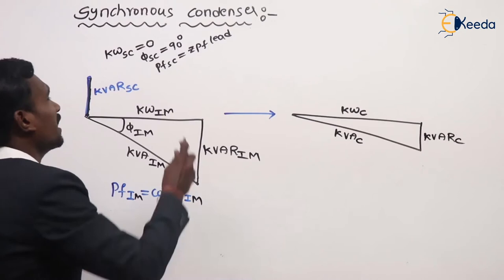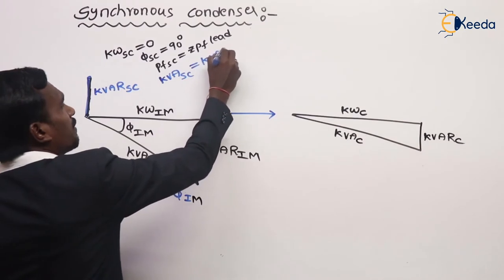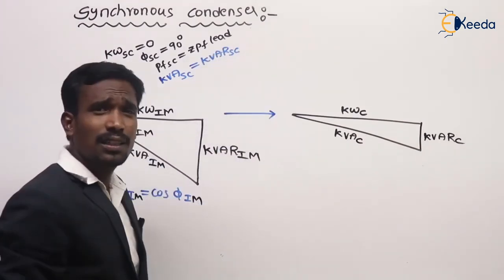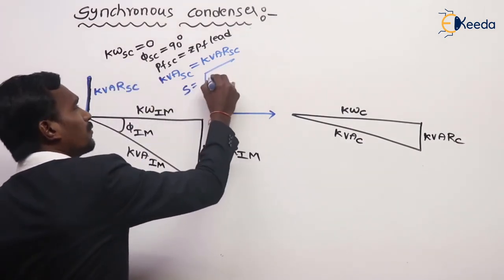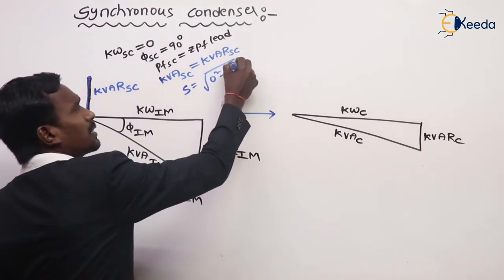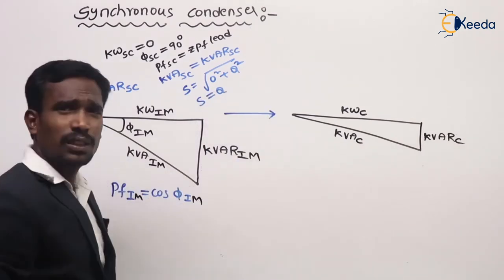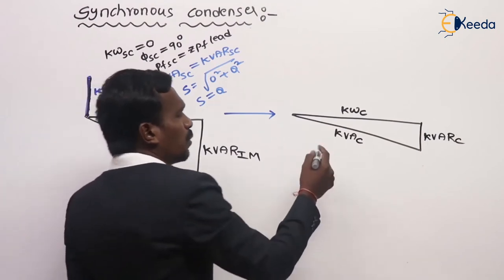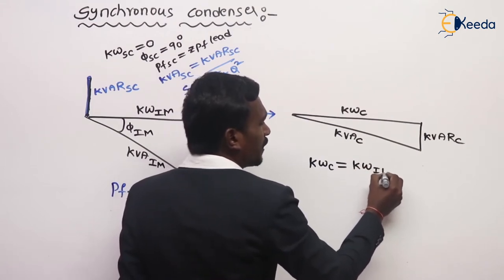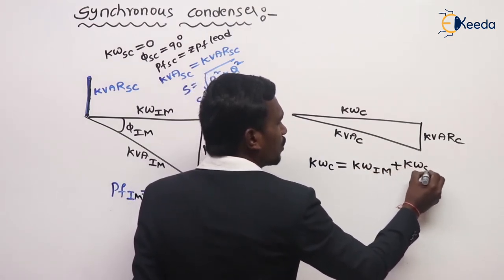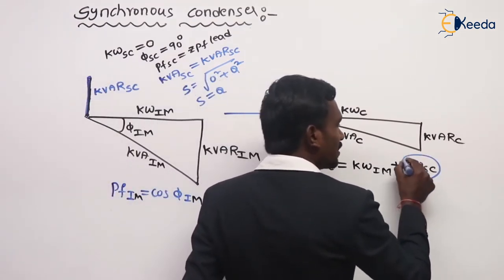Sir, what is the KVA of the synchronous condenser? The KVA of the synchronous condenser is equal to the KVAR of the synchronous condenser, because the KW value is 0. We know S is equal to the square root of KW squared plus KVAR squared. Then S is equal to Q. Sir, what is the combined KW? Combined KW is the KW of the induction motor plus the KW of the synchronous condenser. Of course, the KW of the synchronous condenser is 0.